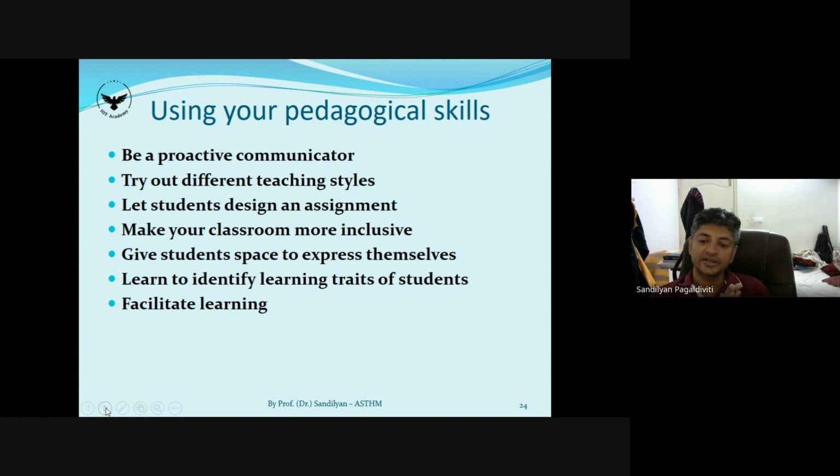Don't be a teacher, be a learning facilitator. Help the students to learn. Don't impose learning. Make it interesting. Make the knowledge available for them. Point them in the right direction. Inspire them. Next.